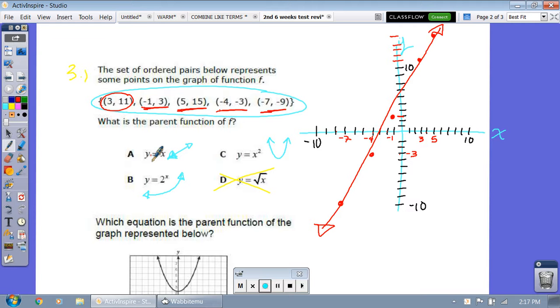Well, you could graph each one of these. I could put each one of these in y equals and match up which one is the parent. And if you look, it's going to be A. That's going to be your linear parent function, y equals x.